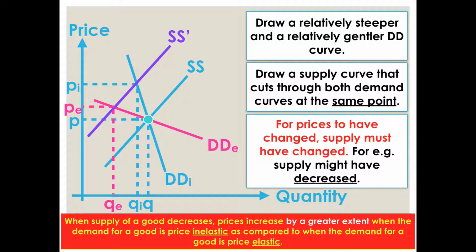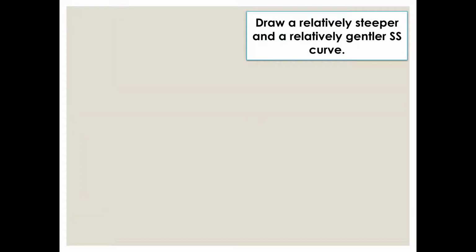So again, you can see that when supply of a good decreases, prices increase by a greater extent when the demand for a good is price inelastic as compared to when the demand for a good is price elastic. So far we have managed to show that prices fluctuate more when the demand for a good is price inelastic as compared to when it's price elastic, no matter whether we're talking about an increase in supply or a decrease in supply. So it's the same situation. Is it the same situation when supply of a good is price inelastic as compared to when the supply is price elastic? You will see that the same situation occurs.